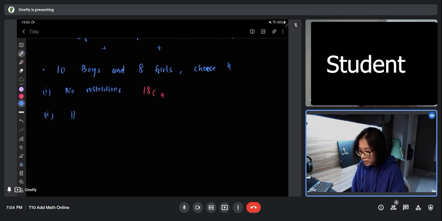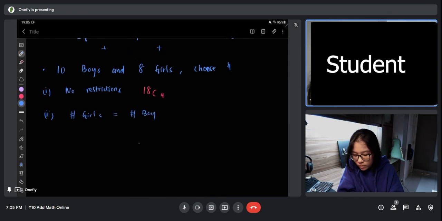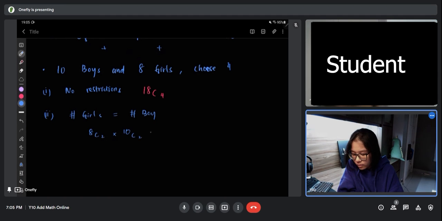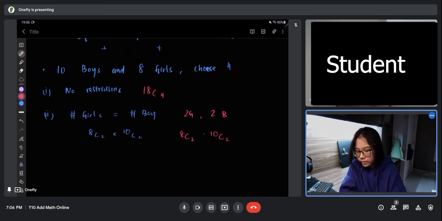Moving on, let's say the number of girls in the team must be equal to the number of boys in the team. What is the total number of combinations? 8C2 times 10C2. Good. So this is from the understanding that we want 2 girls and 2 boys to participate. So I have a total of 8 girls to choose 2 girls, and I have a total of 10 boys to choose 2 boys. That's why.